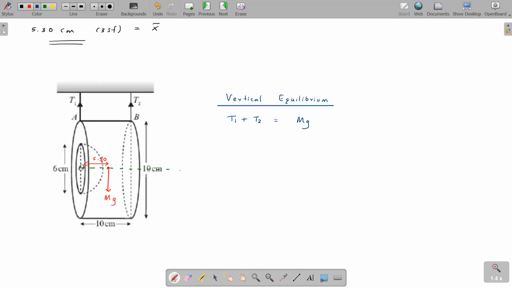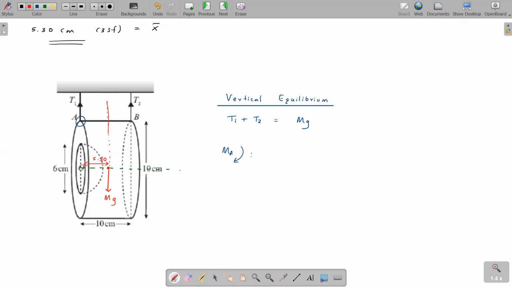And for the other equation, you can consider moments around A. Considering moments around A, you know the rule: the force acting at that particular point is not included in the moment. So when you consider moments around A, you only have to concern yourself with the other forces.